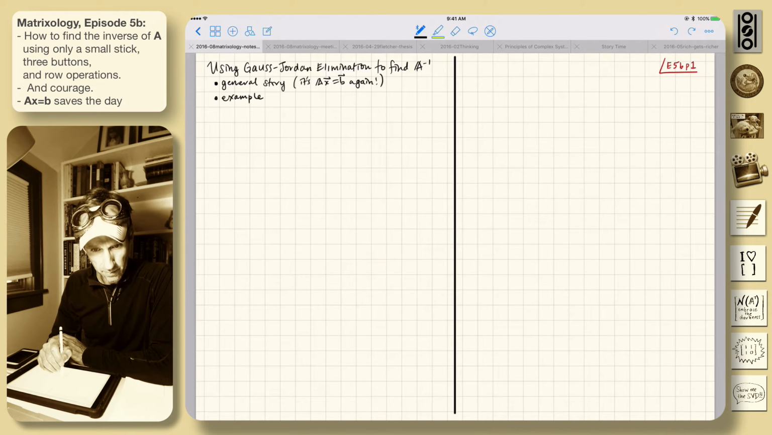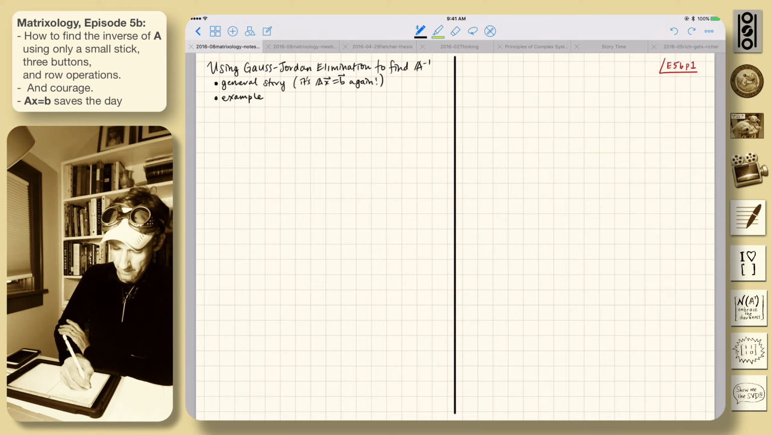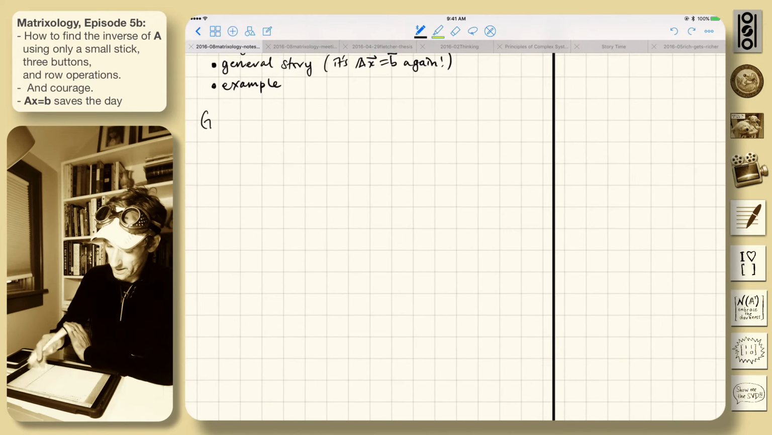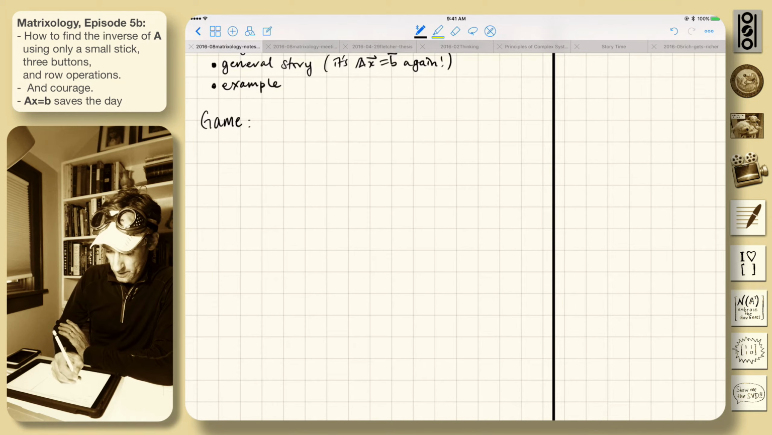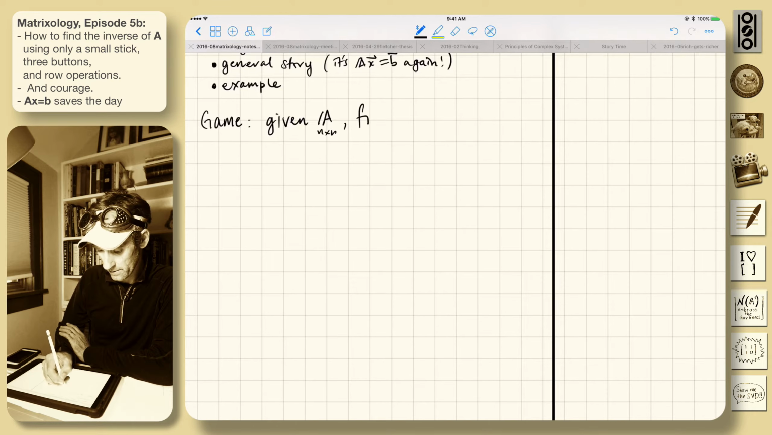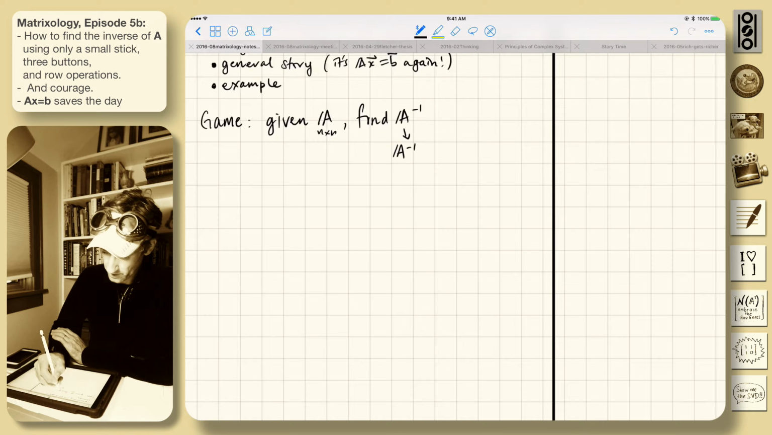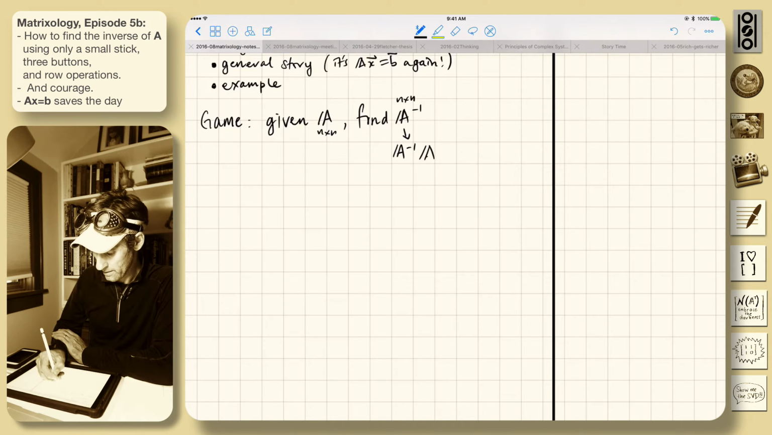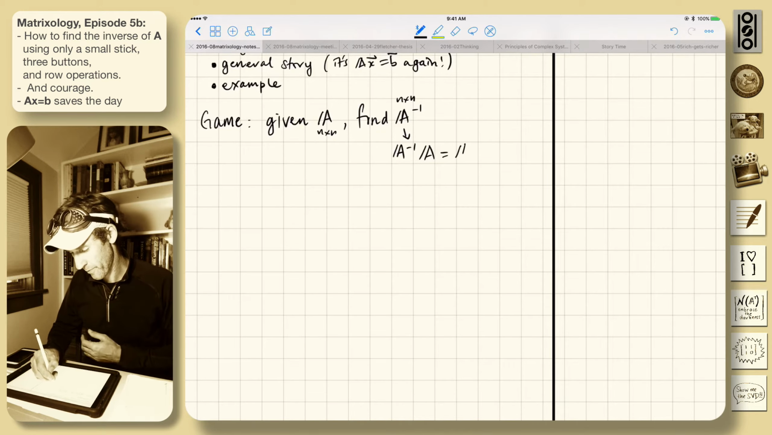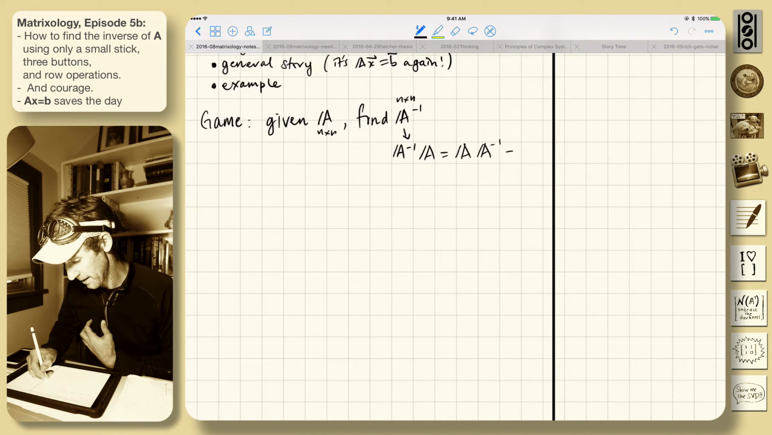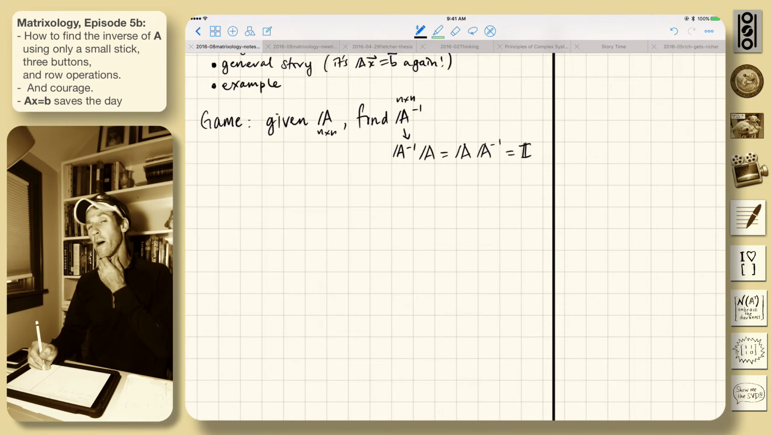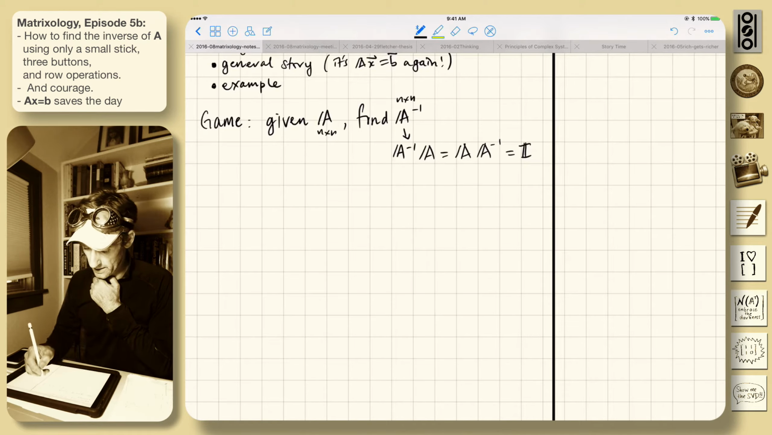Okay, so the plan is this. Given A, the game is: someone hands you A, n by n, find A to the minus 1. Again, this means that we have a matrix which is n by n. It's a given. And it means that if we pre-multiply or post-multiply A by this matrix, then we get the identity.